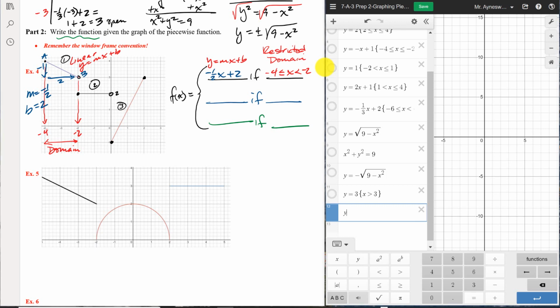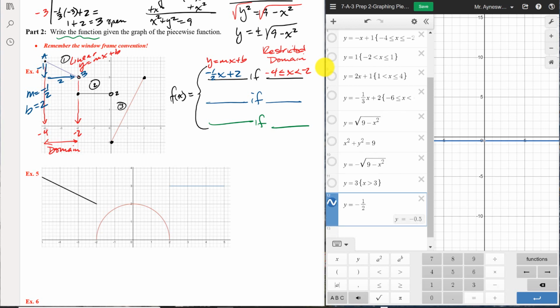So type in y equals negative 1 divided by 2. Get out of the denominator. Hit x, okay, negative 1/2 x, and then add 2. And then let's put the restriction in from negative 4 to negative 2. So curly brackets, negative 4. It's going to be less than or equal to x, less than negative 2. Okay, and there we go.